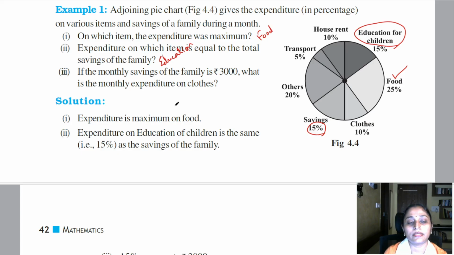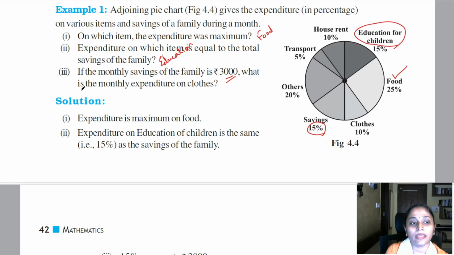Next, if the monthly savings of the family is 3,000 rupees, what is the monthly expenditure on clothes? So far, they haven't given the information as to what the monthly salary is. We just know that whatever the monthly salary is, the proportion of it spent on each category is given to us. Now, for the first time, they're mentioning an amount. They're saying that savings is 3,000. If 15% is 3,000, then can you calculate the monthly salary?